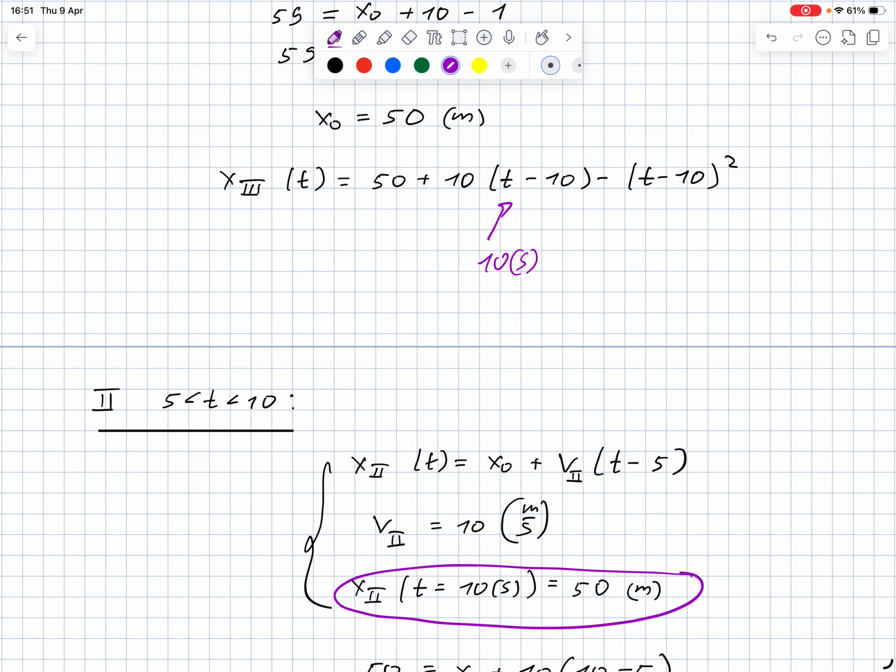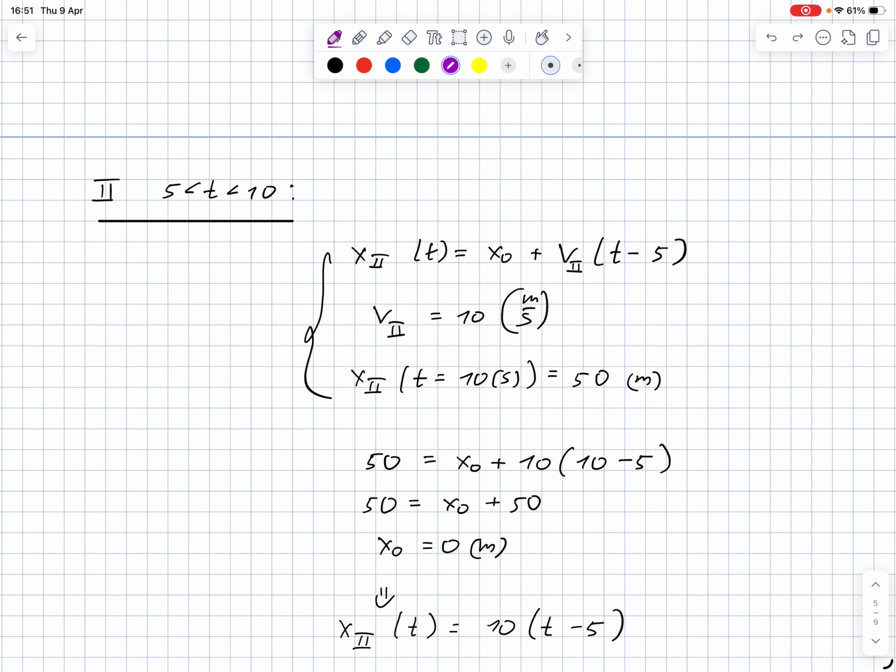And we're gonna use this data. How? Let's see. Now, when x equals 50 meters, okay, the time that we're going to talk about is actually, as I said before, 10 seconds, which means when t equals 10 seconds, the position is 50 meters.